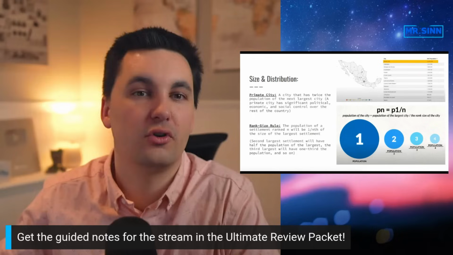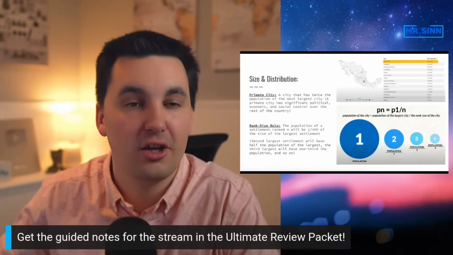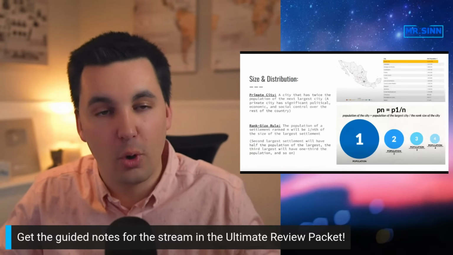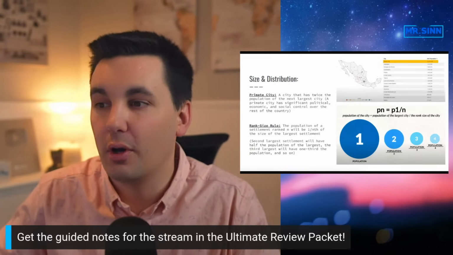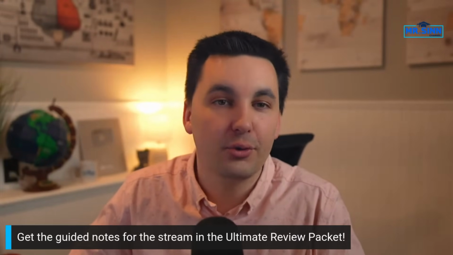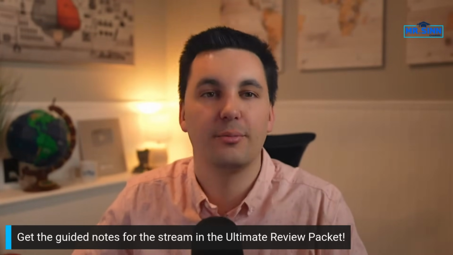We have a little bit more diversity in different things, and diversification of where money and goods and services are located, which by spreading it out allows more access to different citizens. So that would be something just to understand when we're looking at the primate city and the rank size rule. So those definitely could come up.